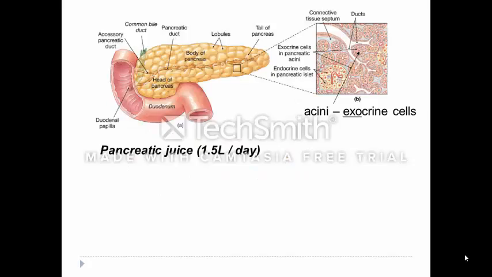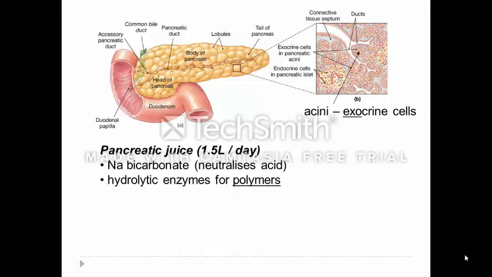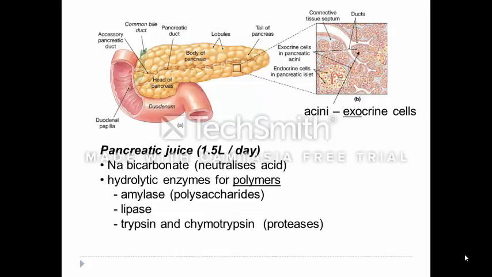Pancreatic juice, of which up to 1.5 litres per day may be produced, contains a high concentration of sodium bicarbonate, and this helps to neutralize stomach acid in chyme. Several hydrolytic enzymes are also included in pancreatic juice. These include amylase, which breaks down polysaccharides, lipase, which breaks down fats, and two proteases, trypsin and chymotrypsin. Some nucleases, which break down nucleic acids, are also included.